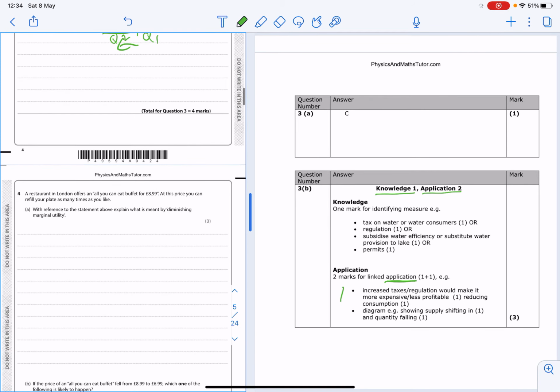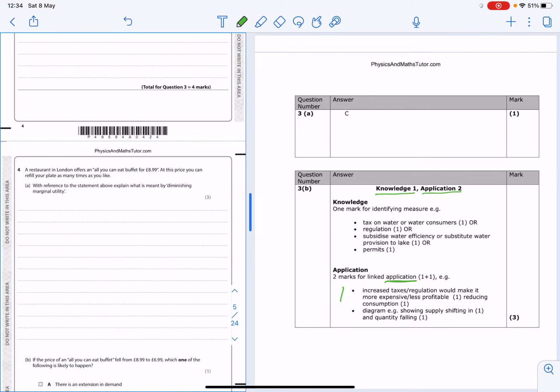Question 4. A restaurant in London offers an all-you-can-eat buffet for £8.99. At this price, you can refill your plate as many times as you like. With reference to the statement above, explain what is meant by diminishing marginal utility. So this is a topic that does come up occasionally, but it's often something that you study at the start of the course and then it gets forgotten. It's a strange concept, but utility is the benefit that you get from consuming something.